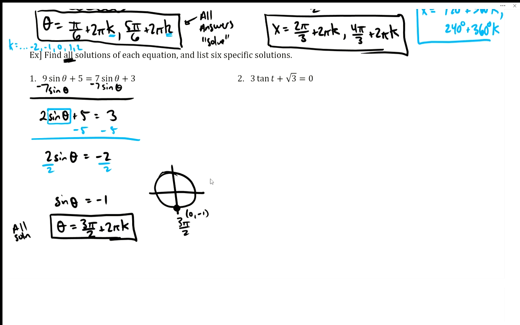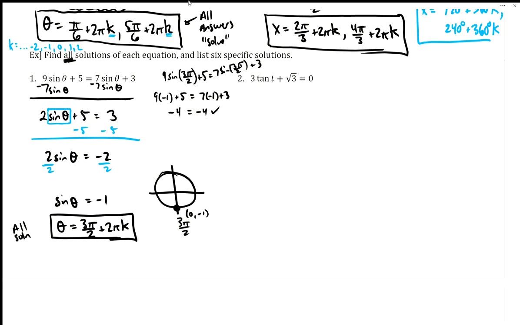Okay, before I move on, let's check real quick. How about I plug in the 3 pi over 2 into this original equation to see if it will work. So I have 9 sine of 3 pi over 2 plus 5 equals 7 sine of 3 pi over 2 plus 3. Well, sine of 3 pi over 2 is -1. So we'd have 9 times -1 plus 5 equals 7 times -1 plus 3. -9 plus 5 is -4. -7 plus 3 is also -4. Okay, good. So that means it does work. So again, we can always double check our answers.